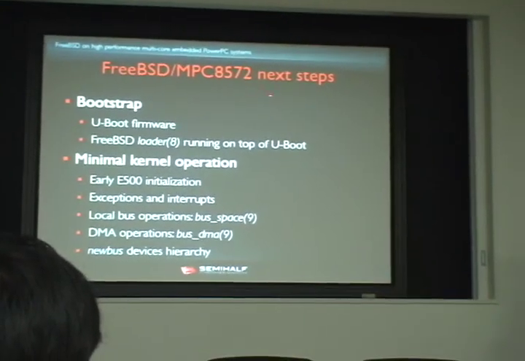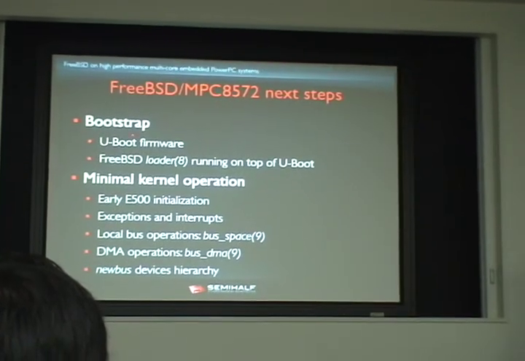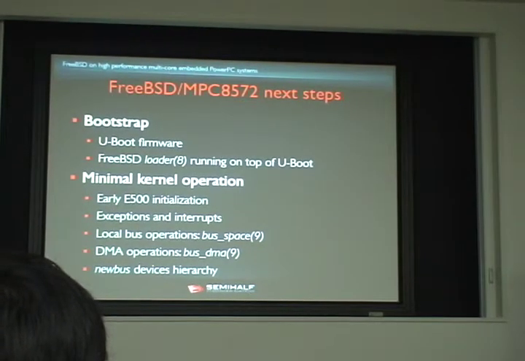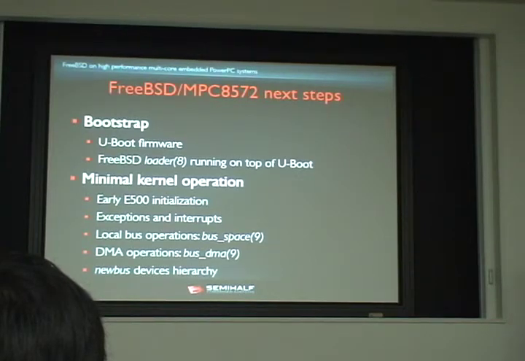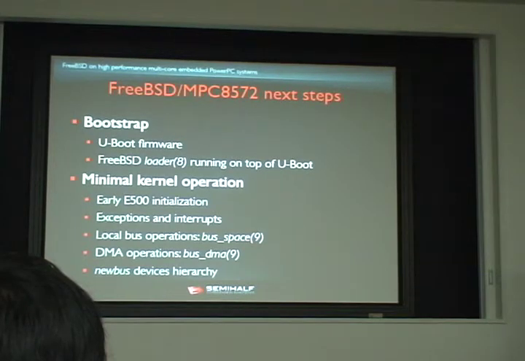In terms of the details of getting 8572 up to speed, we first need to go through the Bootstrap phase, which is usually done by firmware. In the case of this development system that we dealt with, it was U-boot based. U-boot is a very popular bootloader and firmware, especially in the PowerPC world. On top of U-boot, we had the native FreeBSD loader running as a standalone application. It prepared the whole context for the kernel. It loaded the kernel into memory, prepared metadata, and kicked off the kernel.